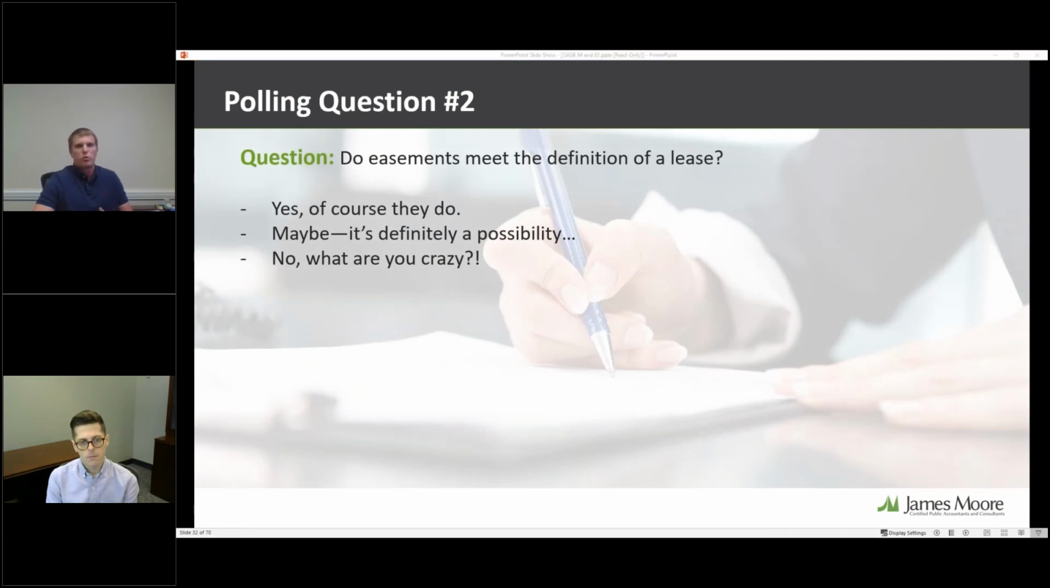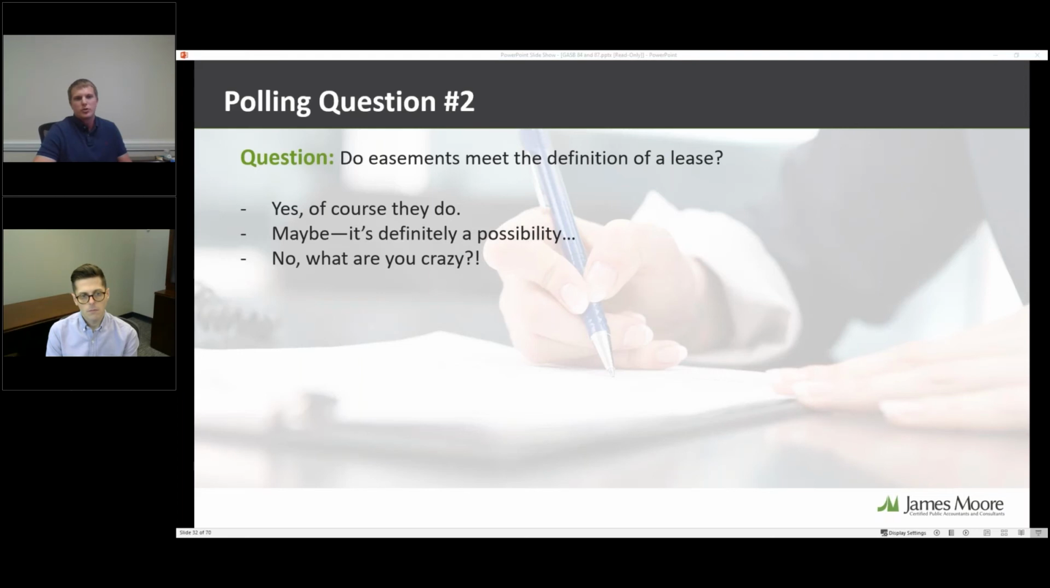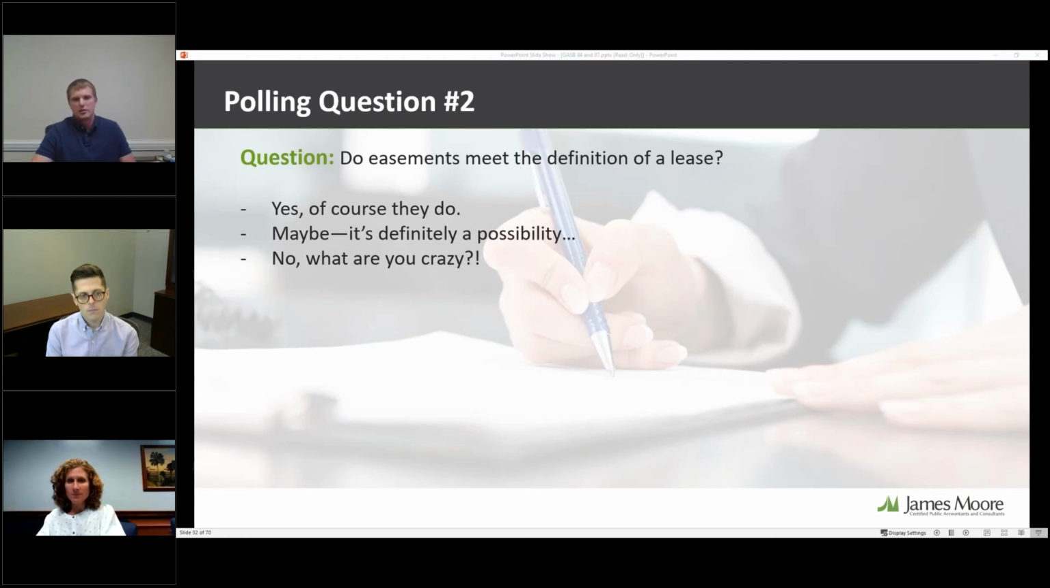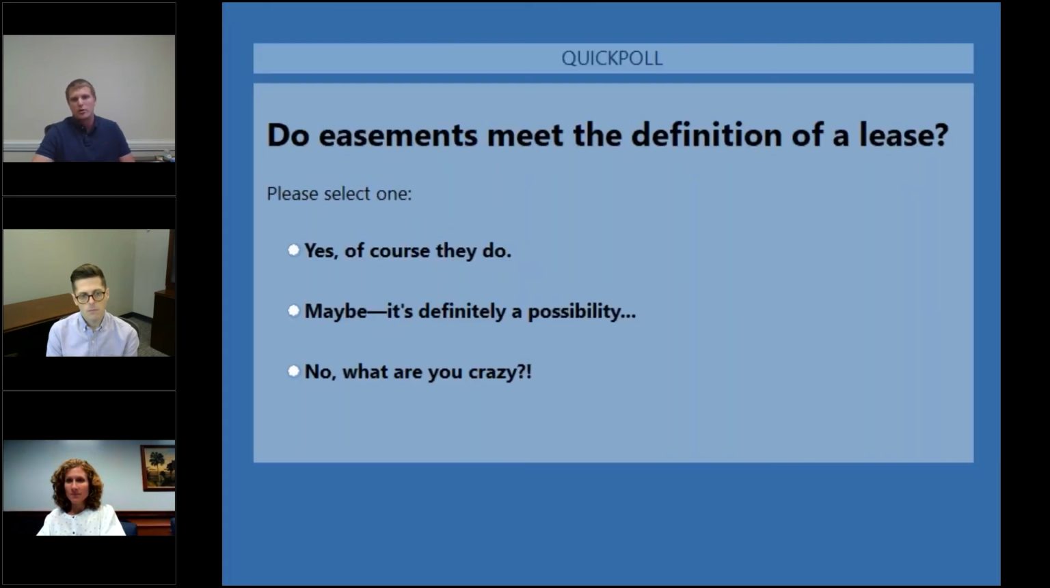So that brings us to polling question number 2. Do easements meet the definition of a lease? We've got: yes, of course they do; maybe, it's definitely a possibility; and no, what are you, crazy?